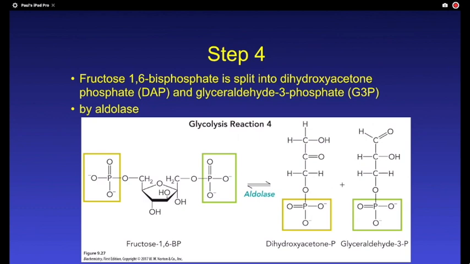Yeah, break something in half. What do I break in half? The actual carbon chain, right? All right. Now, oh, interesting. I'm going to go back for just a second.